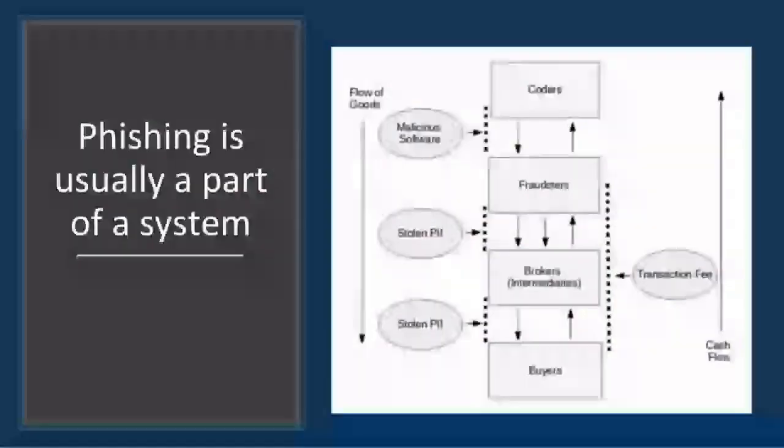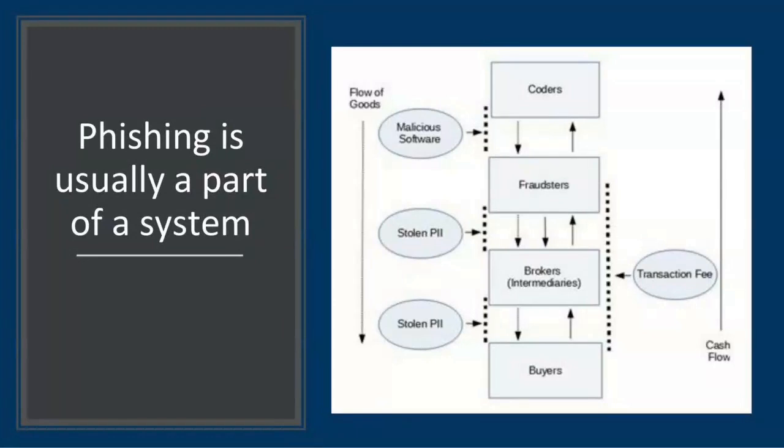The buyers are going to sell to the fraudsters, but the carding market gets a transaction fee. And so the fraudsters get the bulk of the money, actually. And then the fraudsters also use that money to pay coders for future work, right? So the flow of goods, the goods here being the PII, goes down, the cash flow goes up. So you may say, all right, what's this intermediary here?